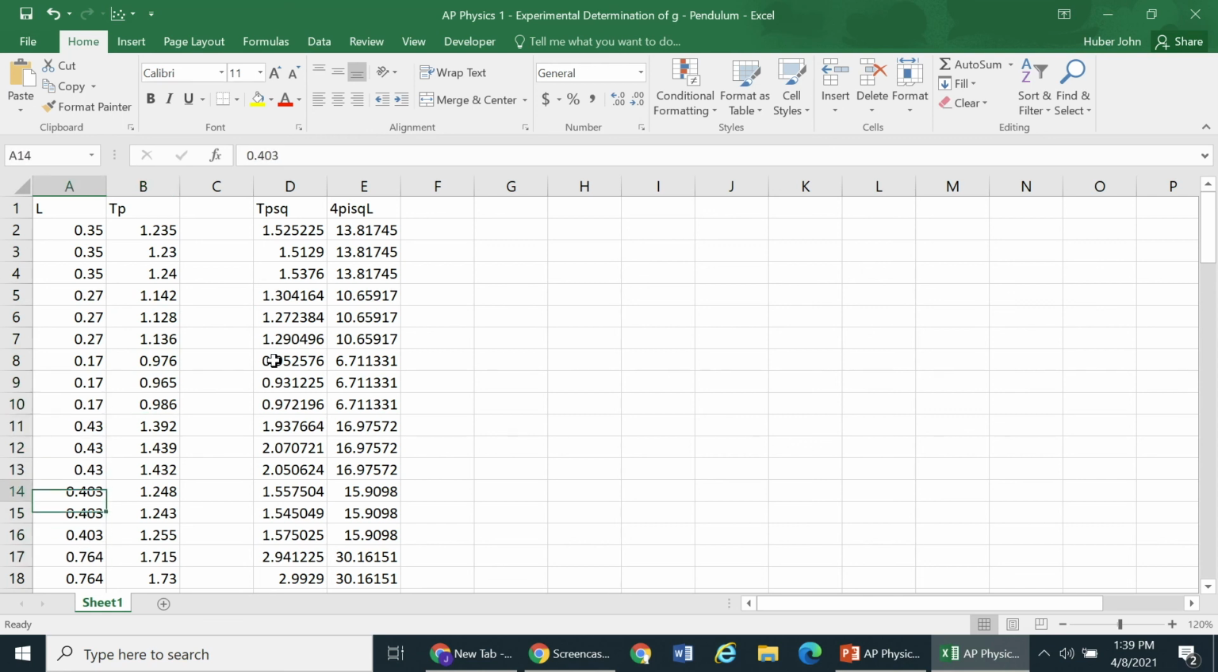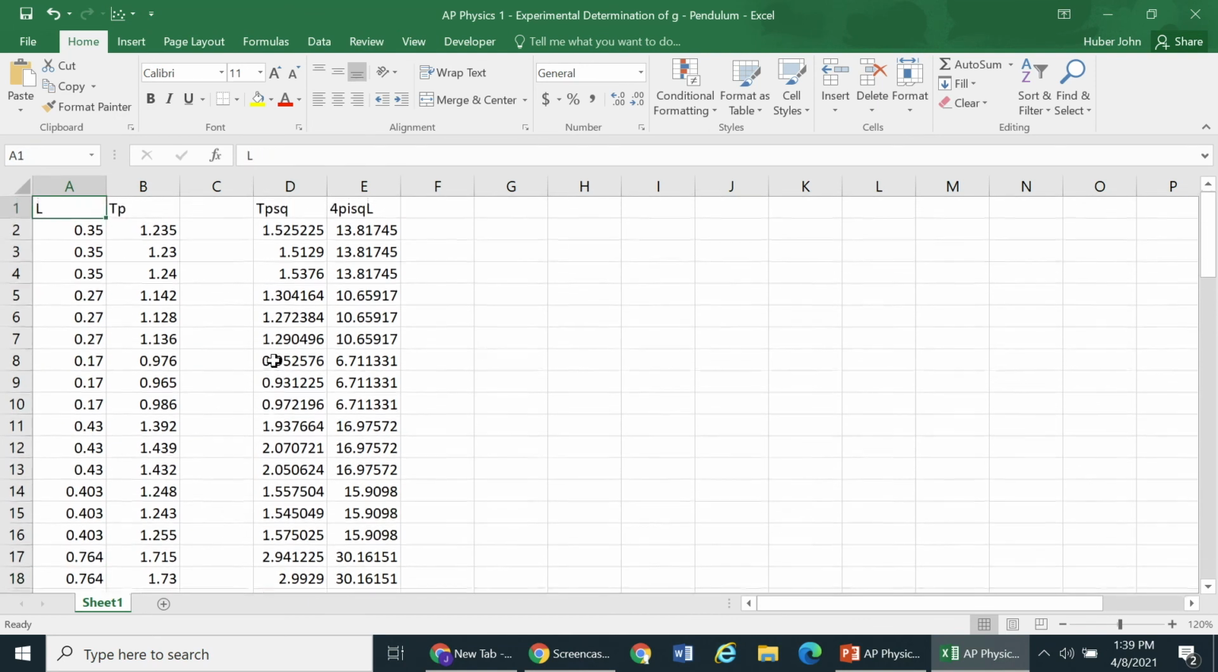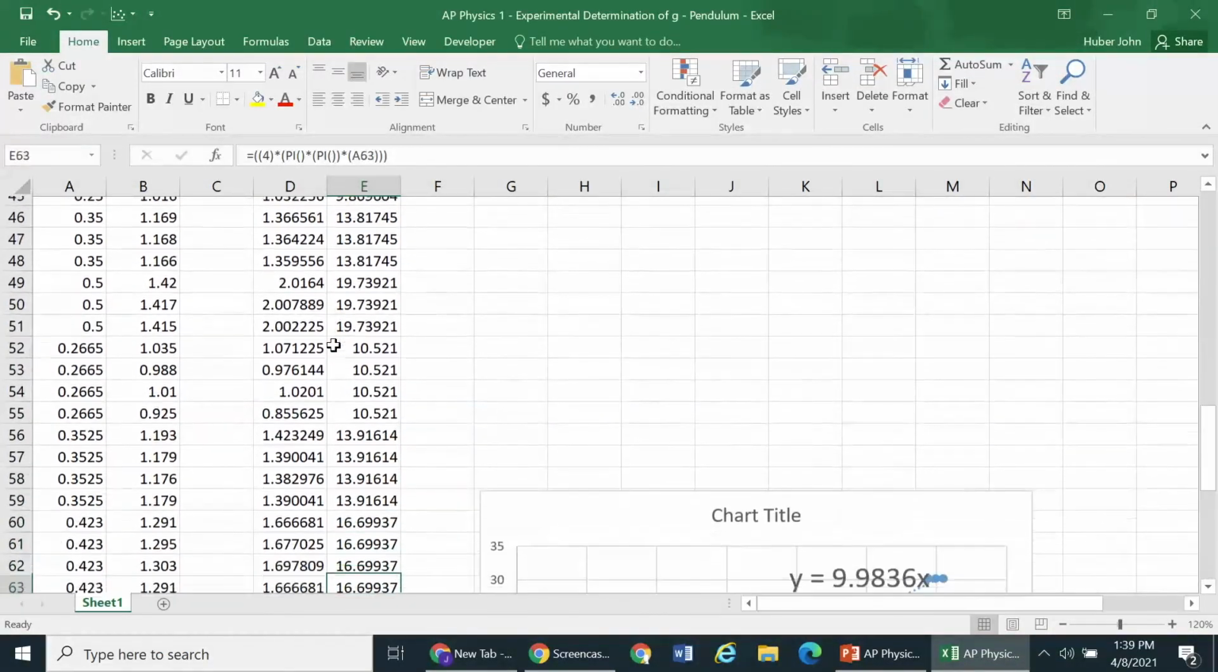So notice here I have all these different lengths, these just randomly picked values that the kids picked, and the periods that they gave me. So I took the square of the period. That's going to be in my denominator. I took 4 times pi squared times the length that they told me. And I have now, notice, this data goes from row 2 all the way down to row, whatever, you can see. It's a lot of data.